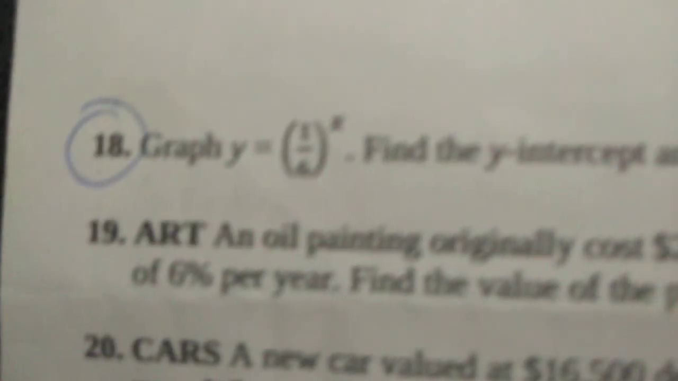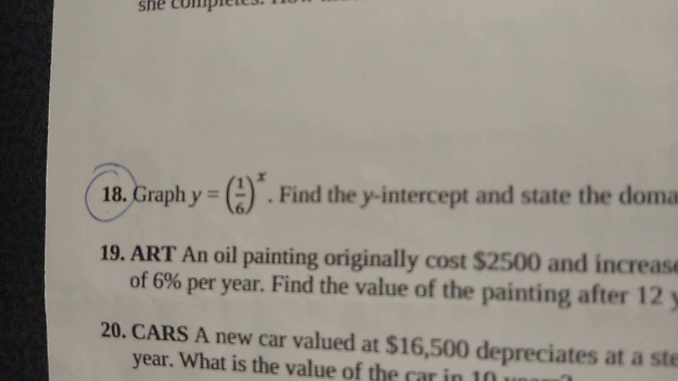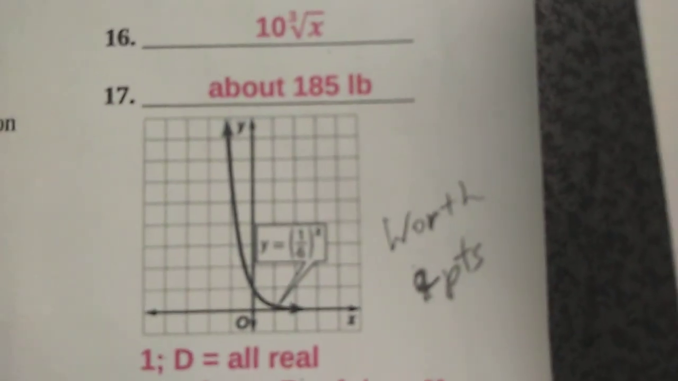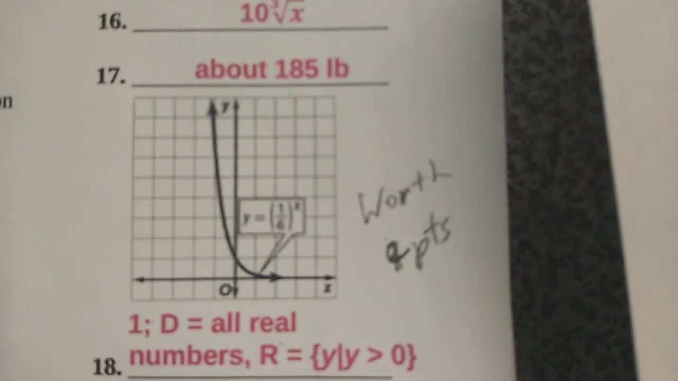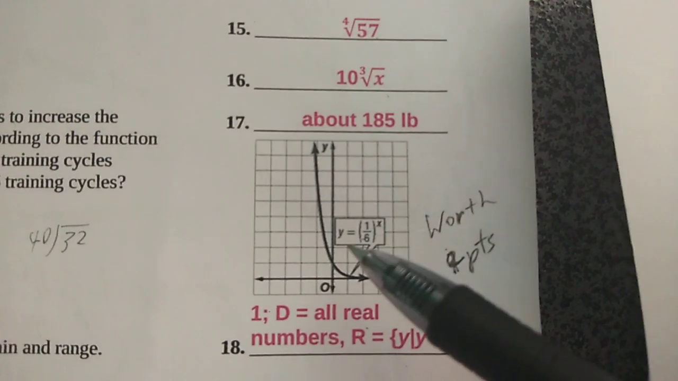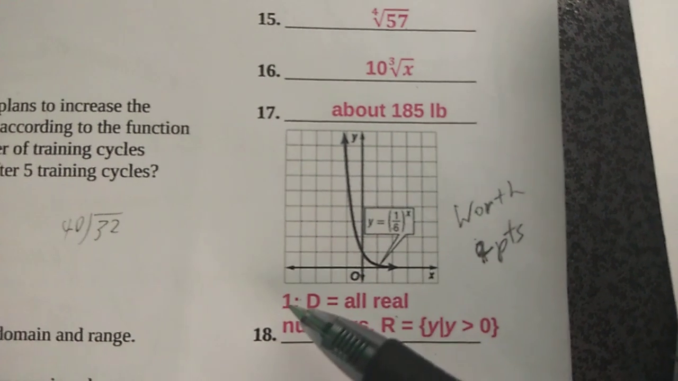All right, number 18. Graph this equation, y equals (1/6) to the x power, and find the y-intercept and state the domain and range. Now when you graph it, it's going to look something like this. The first thing they ask you is the y-intercept. So where's the y-intercept? The y-intercept is right here. So that's 1. That's what this 1 means.